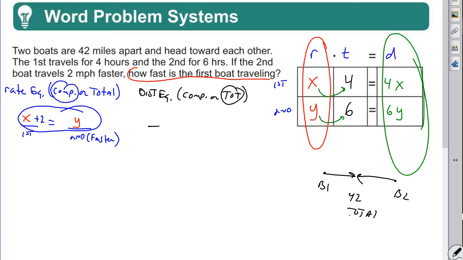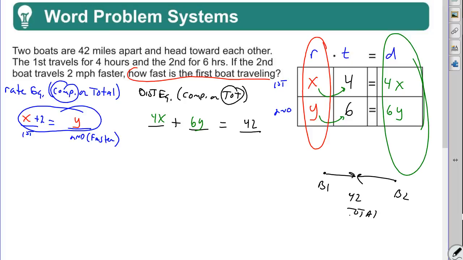So we got a total equation. Here's our template always for that: the first plus the second equals the total. What's the distance of our first boat? Go to your chart. It's right there, 4x. What's the distance of our second boat? Go to the chart. 6y. What does the problem say the total distance is? 42 miles. Okay, cool. We're ready to solve.